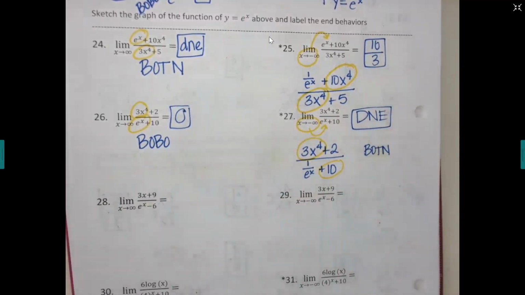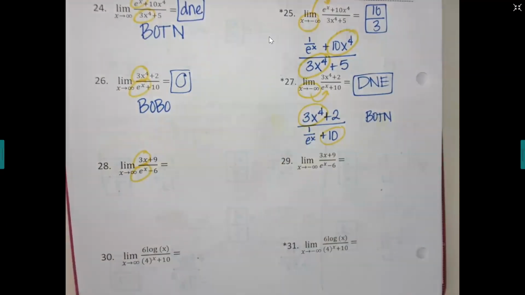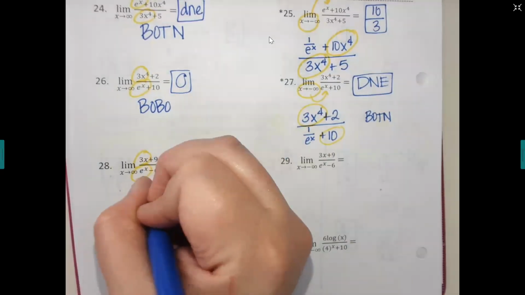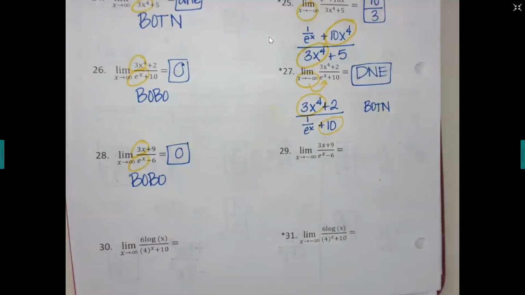Okay. 2 more rows left and then we're done. 3x plus 9 over e to the x minus 6. What's your biggest thing on top? 3x, which is a power or a polynomial. On bottom, I have an e to the x, which is exponential. Bobo, bottom, or bedsy? It is a bobo, which means this goes to what? 0, right? Take a look at 29.